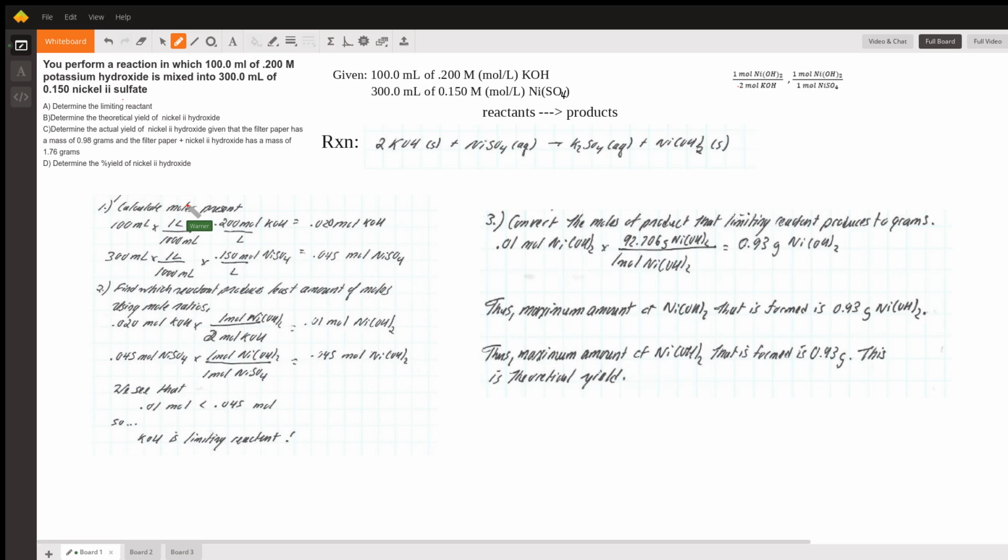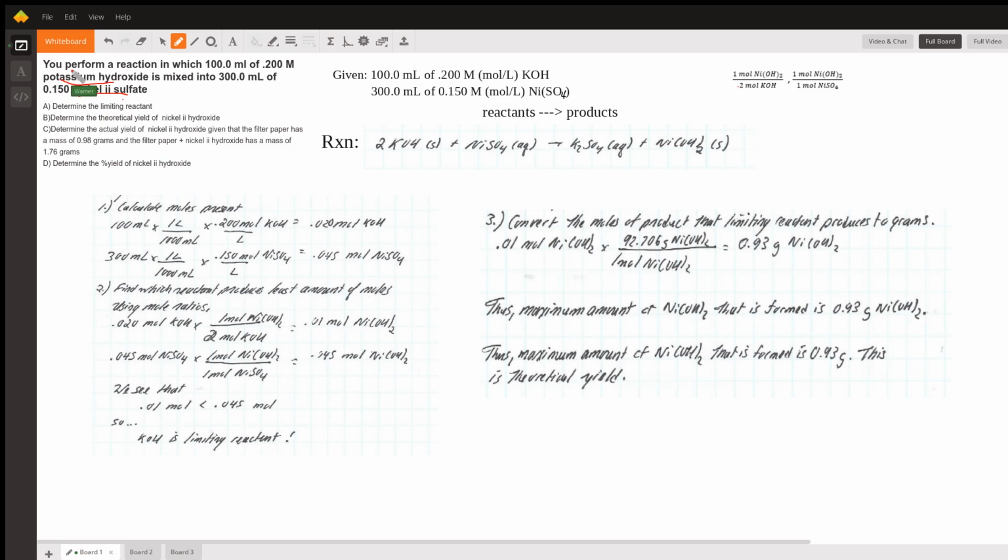When we're trying to understand what stoichiometry is, it's basically an area of study that allows us to quantify the amount of product that can be formed from a chemical reaction. The fundamental aspect of chemistry is that reactants act with one another and they form a product. In this problem, we're focusing on potassium hydroxide and nickel 2 sulfate.